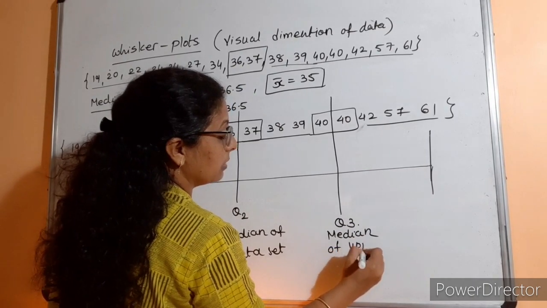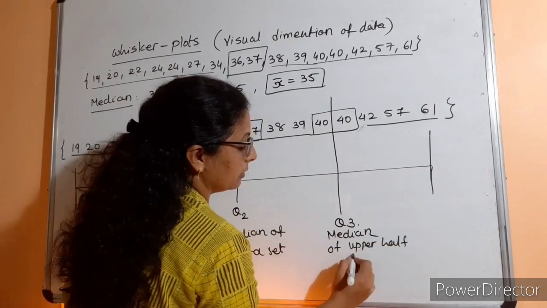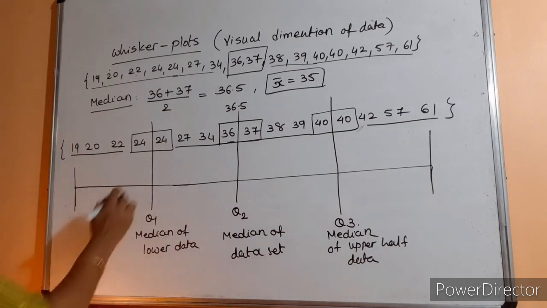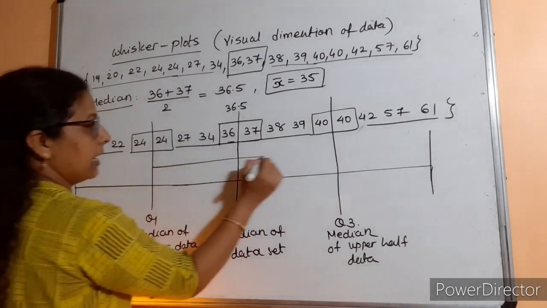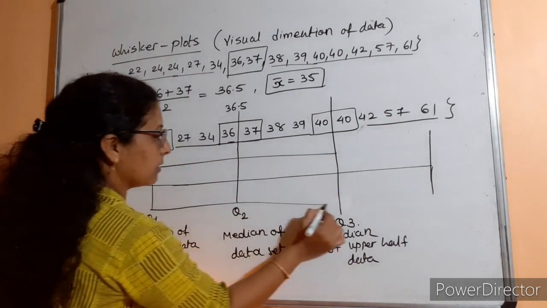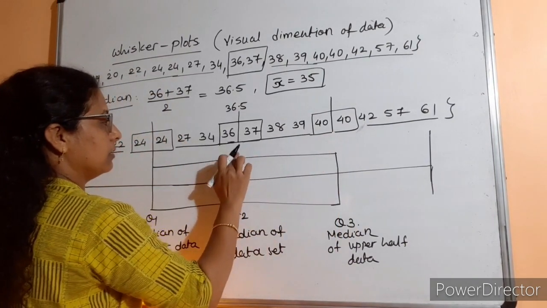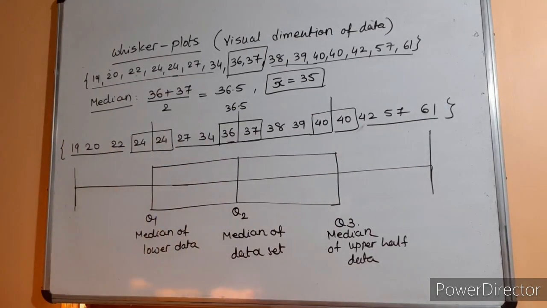The median of the upper half data. The median of the lower half data, the median of the data, and the median of the upper half data are called Q1, Q2 and Q3. If you join this and make a box, this is our whisker plot box. The whisker denotes the smaller and the larger whisker, right?